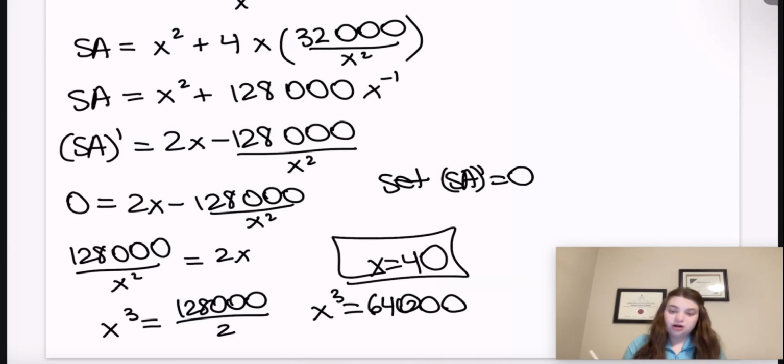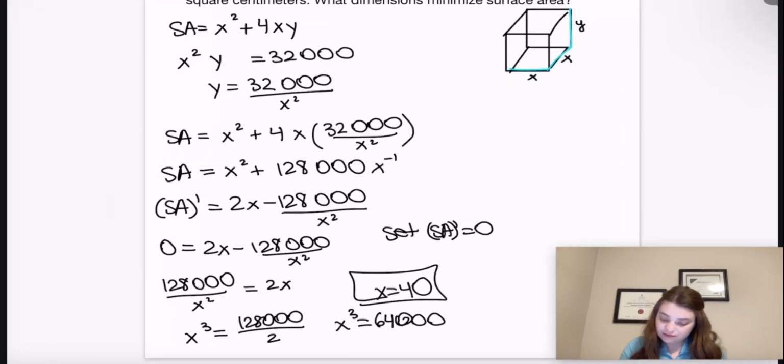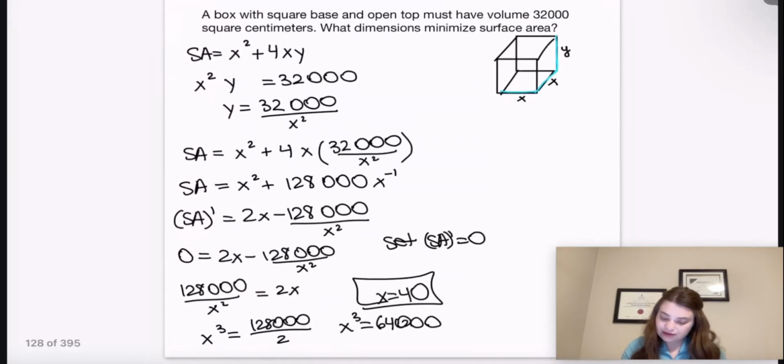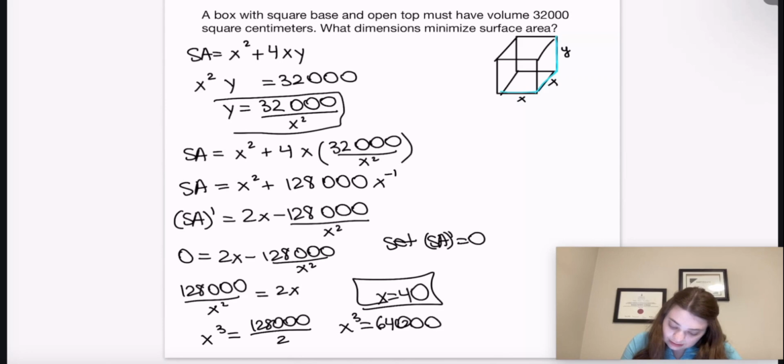Okay, cool. So we got part of our answer. X is 40, and that's great. Now let's go back to what was the original question. It asked the dimensions that minimize the surface area. So we know one of those already. We know that one of those is x, but we also need to know what y is. Now, luckily for us, earlier we made an equation expressing that. We said that y is equal to 32,000 divided by x squared.